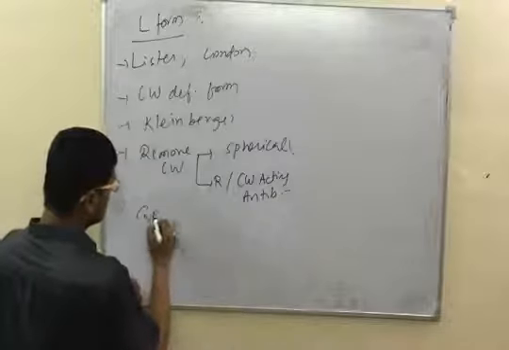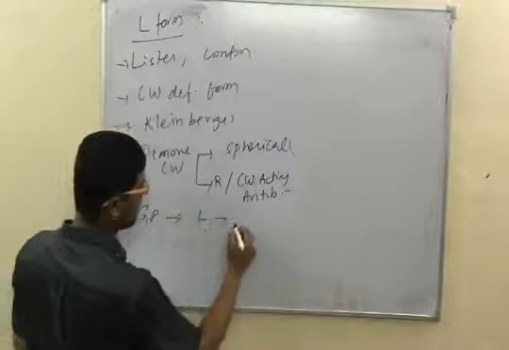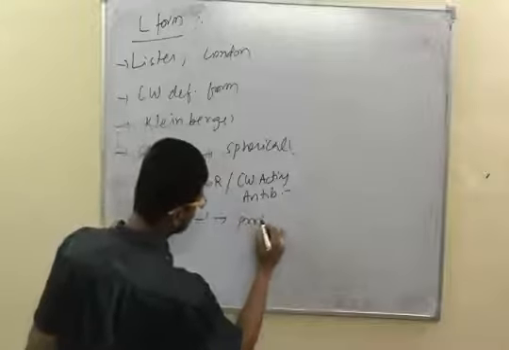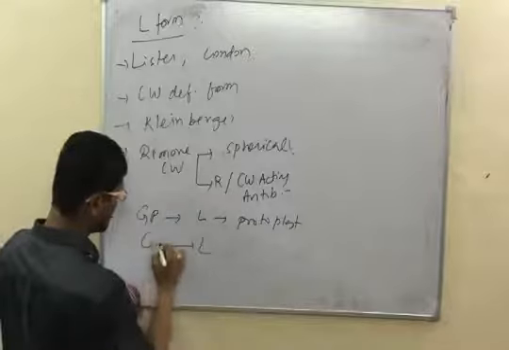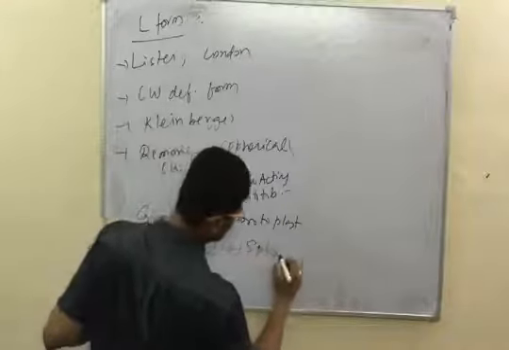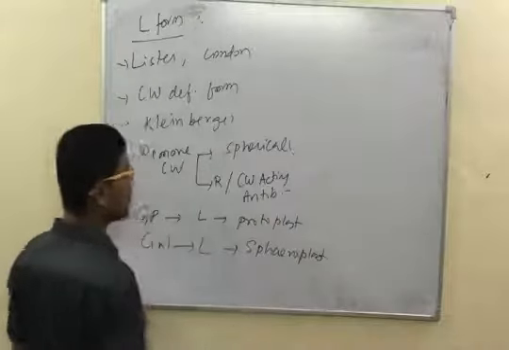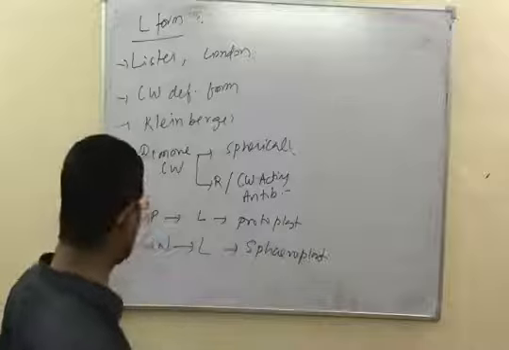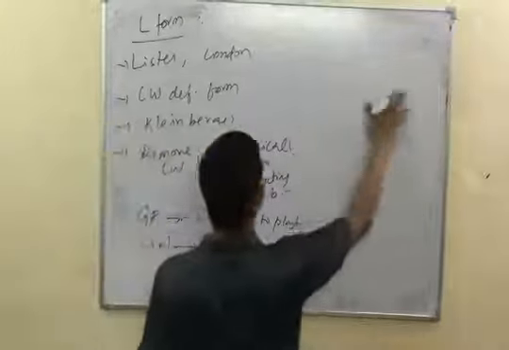From a gram positive organism, if you remove the cell wall, the L form is called a protoplast, whereas the L form of gram negative bacteria, if you remove the cell wall, what is formed is called a spheroplast. Okay, so protoplast and spheroplast are the L forms of gram positive and gram negative bacteria.